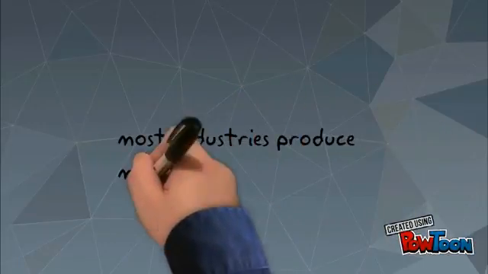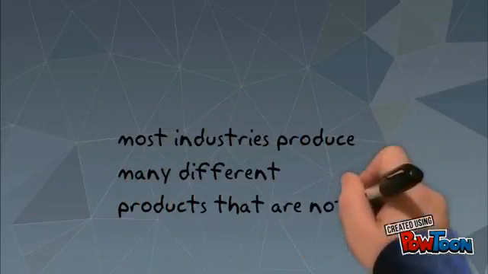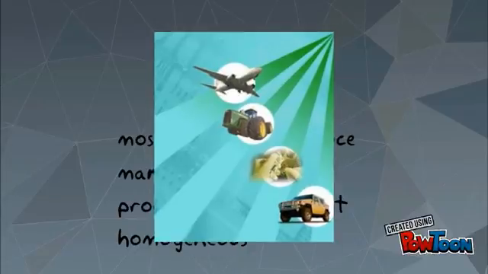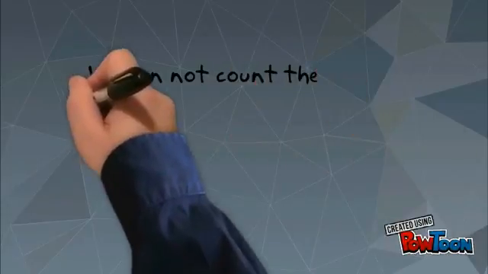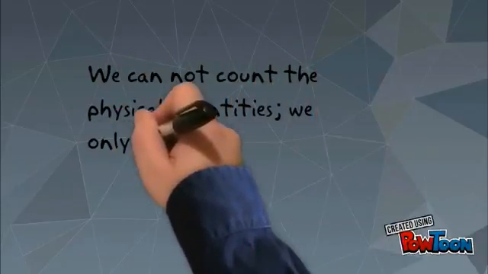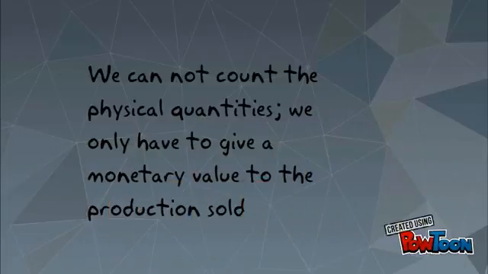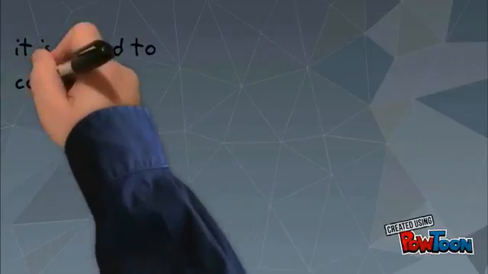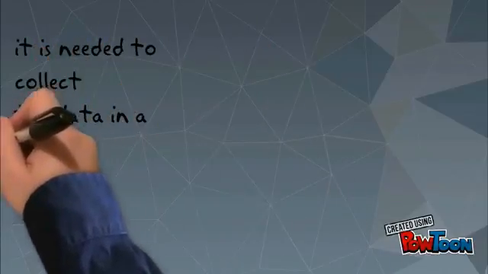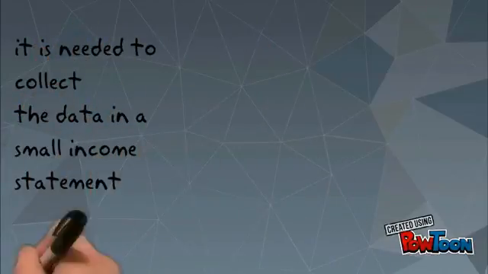Most industries produce many different products that are not homogeneous. We cannot count the physical quantities. We only have to give a monetary value to the production sold. It is needed to collect the data in a small income statement.